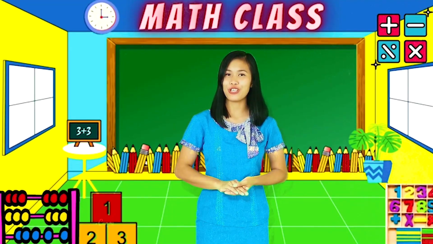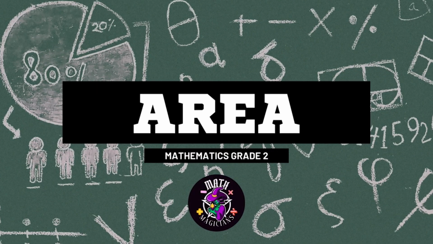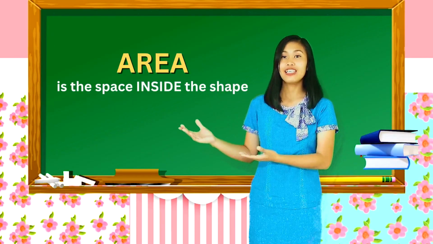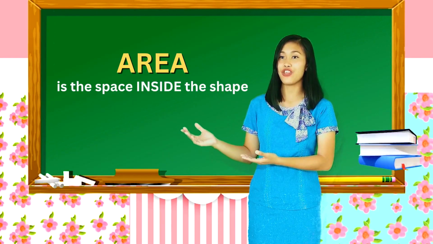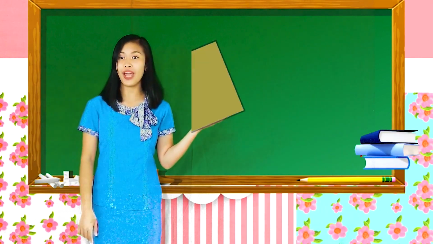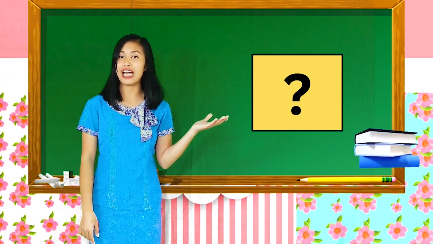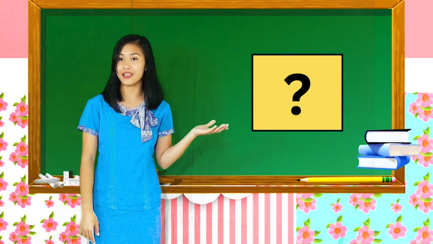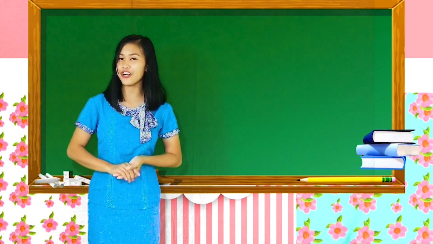We are going to learn about area. What is area? An area is the space inside the shape. Say for example, we have here a square and we want to find out how much space is inside of this square. That is area.